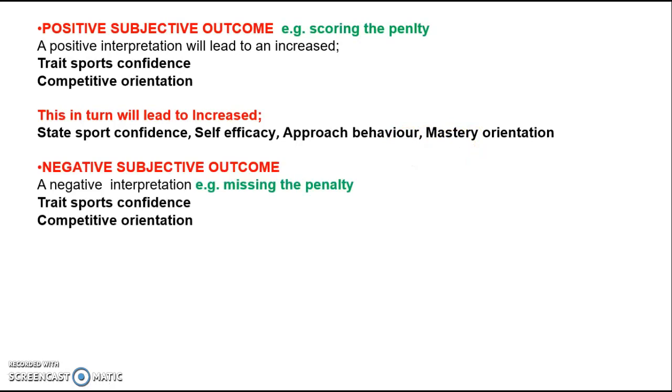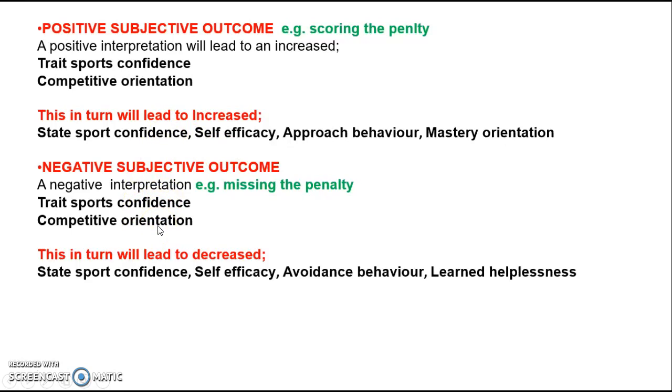Now, of course, the flip side to that is a negative subjective outcome. So if you miss the penalty, you interpret that it's poor or it's missed. Well, obviously, you're going to interpret it that way if it goes wide or the goalkeeper saves it. This can have a negative effect on trait sports confidence and competitive orientation, which then can have a knock-on to our four key things.